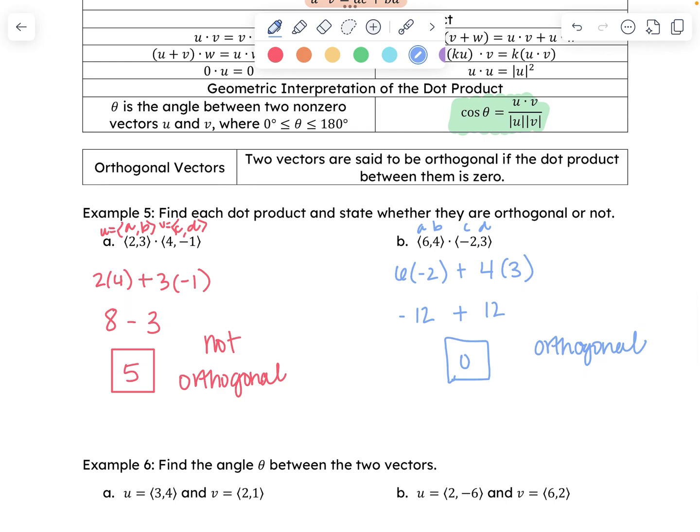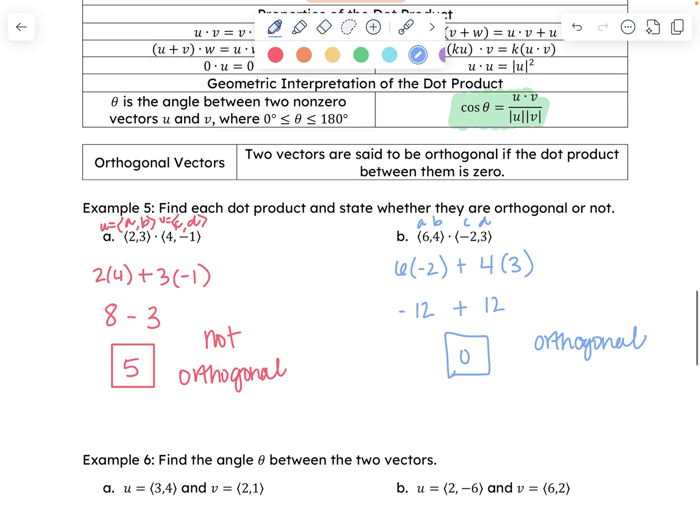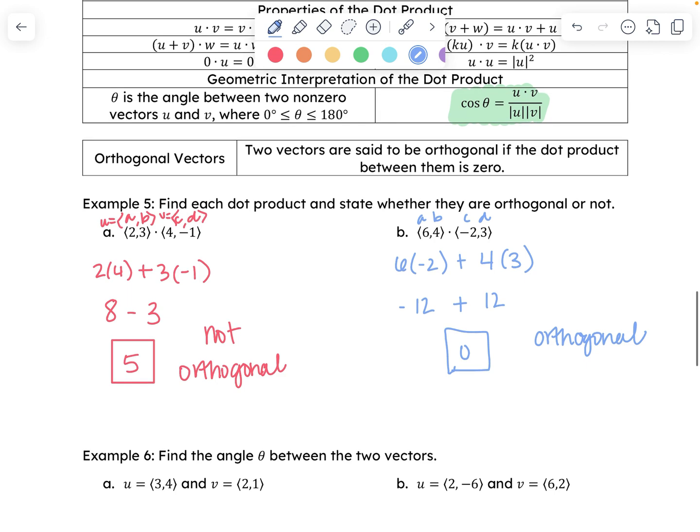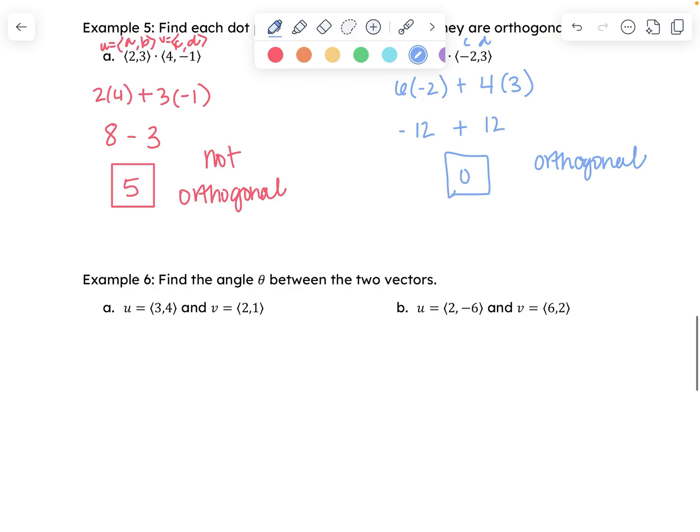Okay, and now that we're familiar with the dot product, let's find the angle between two vectors using that dot product in our lovely formula right here. So I'm going to say that the cosine of theta equals, and then I'm going to put the dot product on the top. So 3 times 2 plus 4 times 1 for A right here. And then I've got to find the magnitude of each of them.